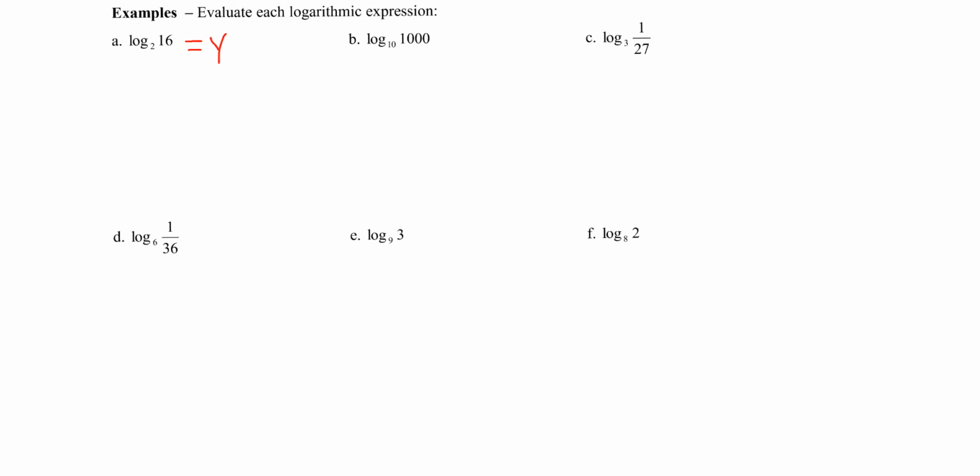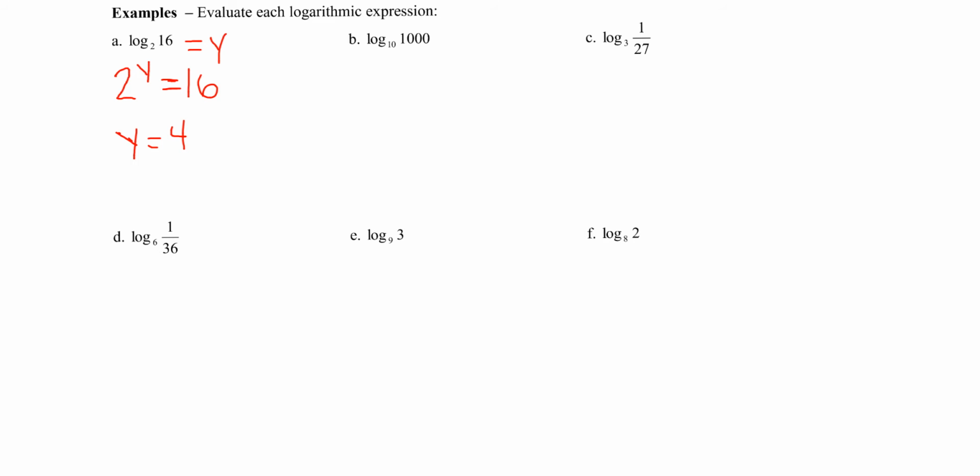So we have log 2 of 16, and our exponential form would be 2 to the y power equals 16. So basically what we're finding out is what is the exponent that would give us 16. And in that case, it would be 4. So y equals 4, because 2 to the 4th power gives us 16.